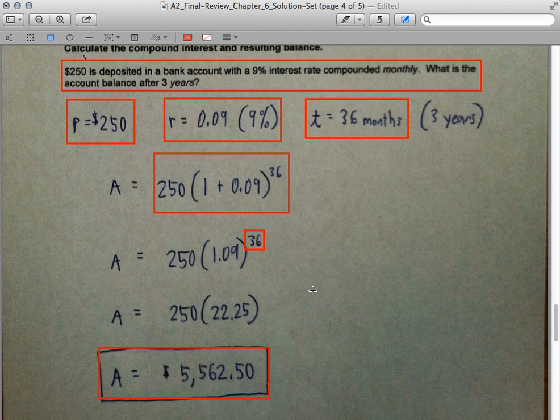After $250 is deposited initially, that bank account has a 9% interest rate, and that is compounded monthly. So after 3 years, there will be a total of $5,562.50 in that bank account with this criteria.